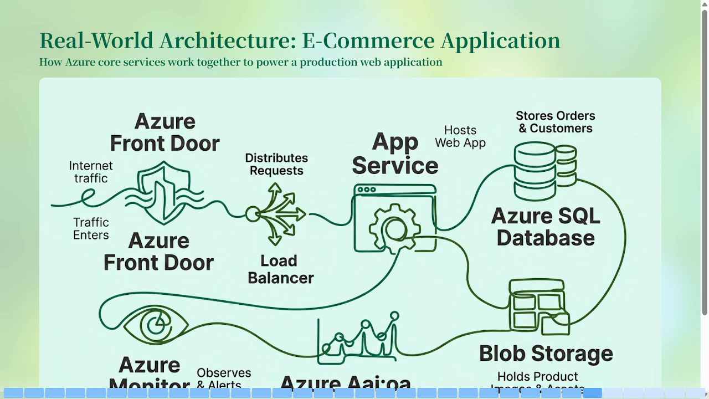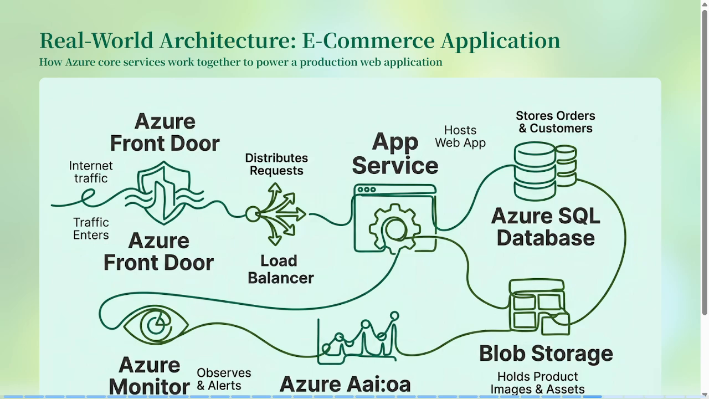Real world architecture, e-commerce application. Now let's bring everything together with a real world architecture example: an e-commerce application running on Azure. This is where you see how all Azure core services work together to build a production ready, scalable and highly available system. Instead of using one service in isolation, real cloud solutions combine multiple services to deliver performance, security and reliability at scale. Let's walk through the architecture step by step.